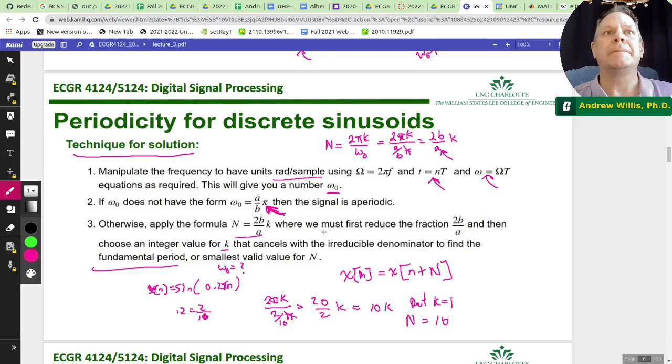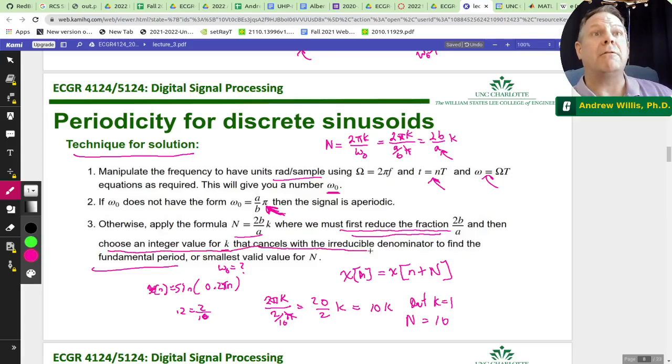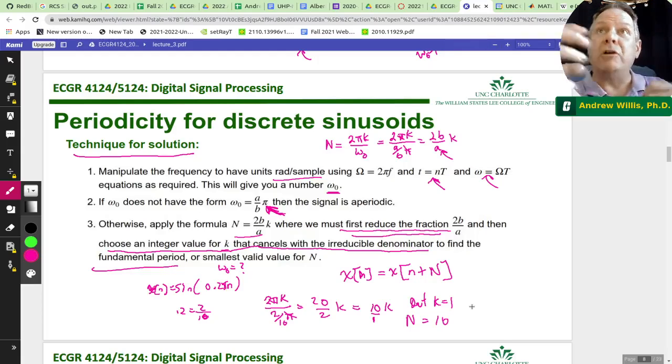Yeah. So why did we make the assumption that k was equal to 1 again? Because what we do is we reduce the fraction, so this part here, right? Once the fraction is reduced, we choose an integer value k that cancels with the irreducible denominator. So in this case, the denominator is 10 over 1. So k is equal to 1. Gotcha. Thank you. If you couldn't reduce the denominator, say that there was a 3 or a factor of 5, then you let k equal whatever that value is. And then k will cancel with that denominator and give you an integer. Makes sense. Thanks.